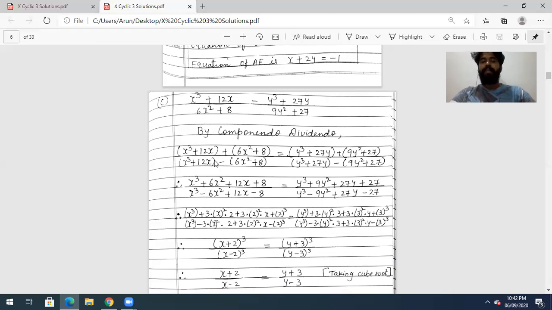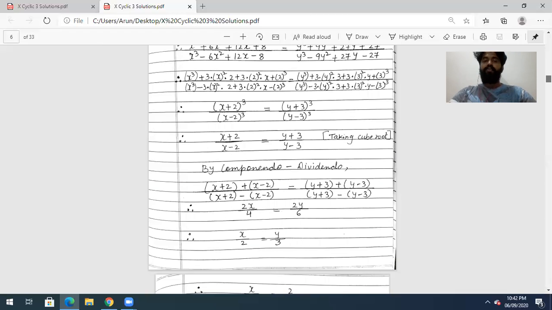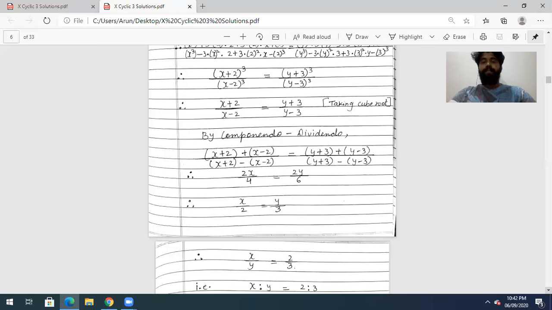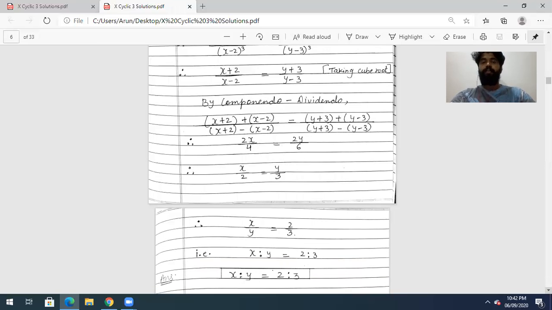So by componendo dividendo, numerator plus denominator upon numerator minus denominator on both the sides. We open the brackets, x cube plus 6x square plus 12x plus 8 upon x cube minus 6x square plus 12x minus 8. We get y cube plus 9y square plus 27y plus 27 upon y cube minus 9y square plus 27y minus 27. On comparing this with the formulas for whole cube, we get x plus 2 the whole cube upon x minus 2 the whole cube on LHS and y plus 3 the whole cube upon y minus 3 the whole cube on RHS.